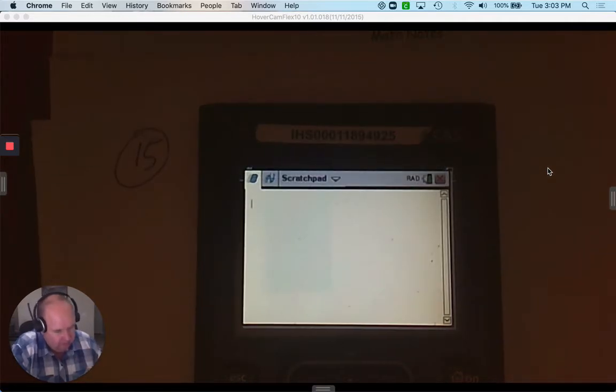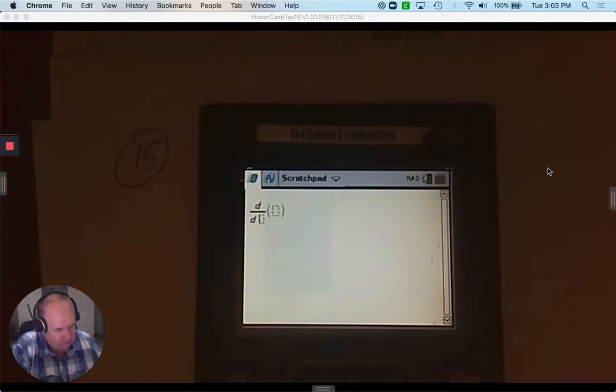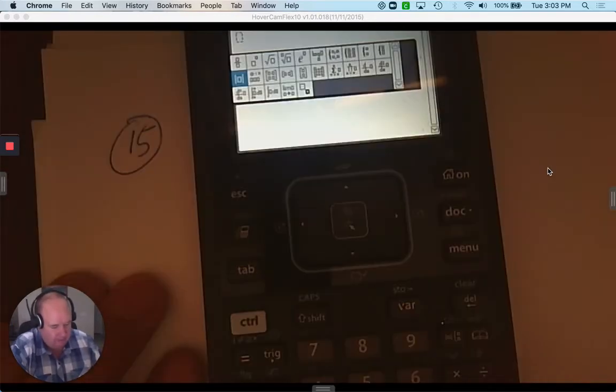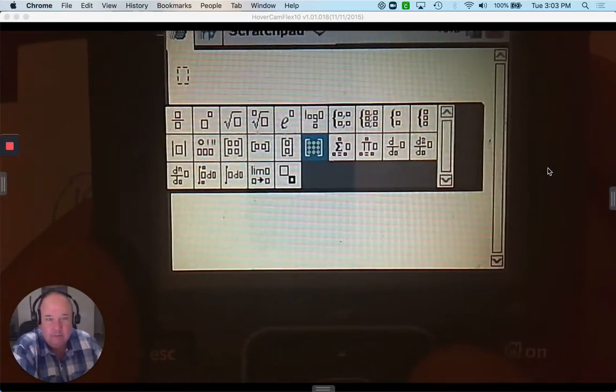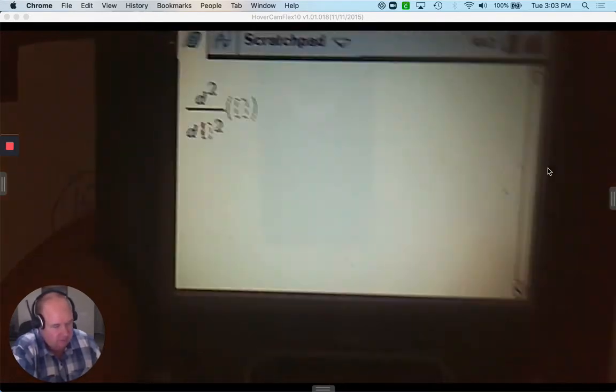So I want the second derivative. Menu, calculus. I want the second derivative. Oops, that's not the one I wanted. So I wanted this one then. Press the button beside the number 9. And then move to this one, which will give you the second derivative. See the one with the 2? We want the second derivative. So let's do the second derivative.